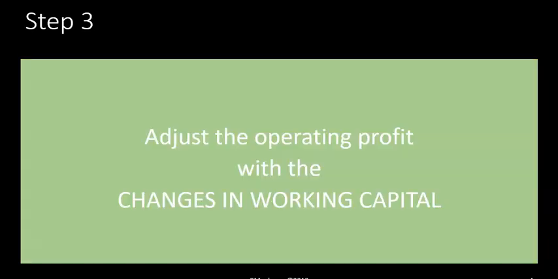Step number 3, adjust the operating profit with the changes in the working capital. So remember, working capital is current assets minus current liabilities. So you're going to find all your current assets, excluding cash and bank, and look to see what changes happen, and you do the same for your current liabilities.